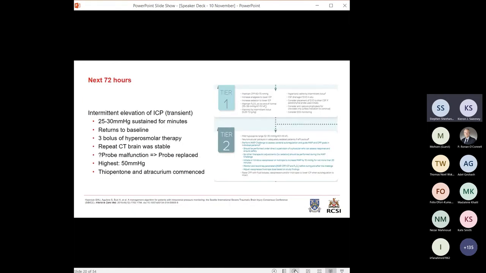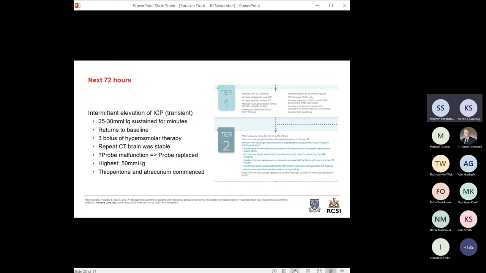So over the next 72 hours, he went through tier one and tier two treatments. He was kept maximally sedated and with normal capnic ranges and normal CPP targets. However, despite this, he had intermittent elevations of ICP. They would go up to 25 to 30 and sustain for minutes and return down to baseline. He had three boluses of hyperosmolar therapy and a repeat CT brain showed that everything remained stable.